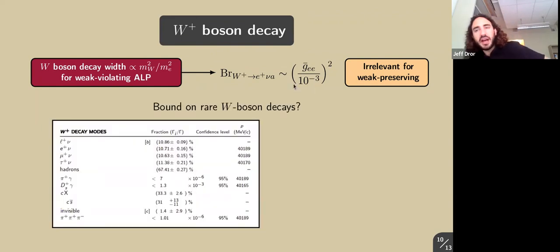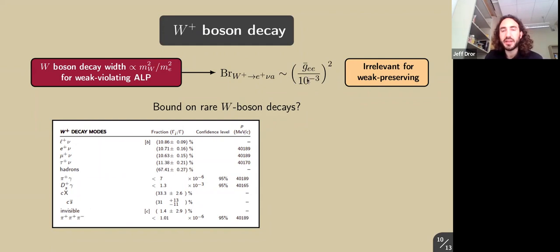What's interesting is I've not been able to see any direct searches for rare W boson decays into light particles. You can open the PDG and look at the various decay modes, and there hasn't been much effort to look for W to e, nu, e, e, for example. Of course, the rate is very small in the standard model, but as I've shown you, the rate for an axion-induced process can be much, much larger. It can be even of order 1 if you saturate the current constraints.